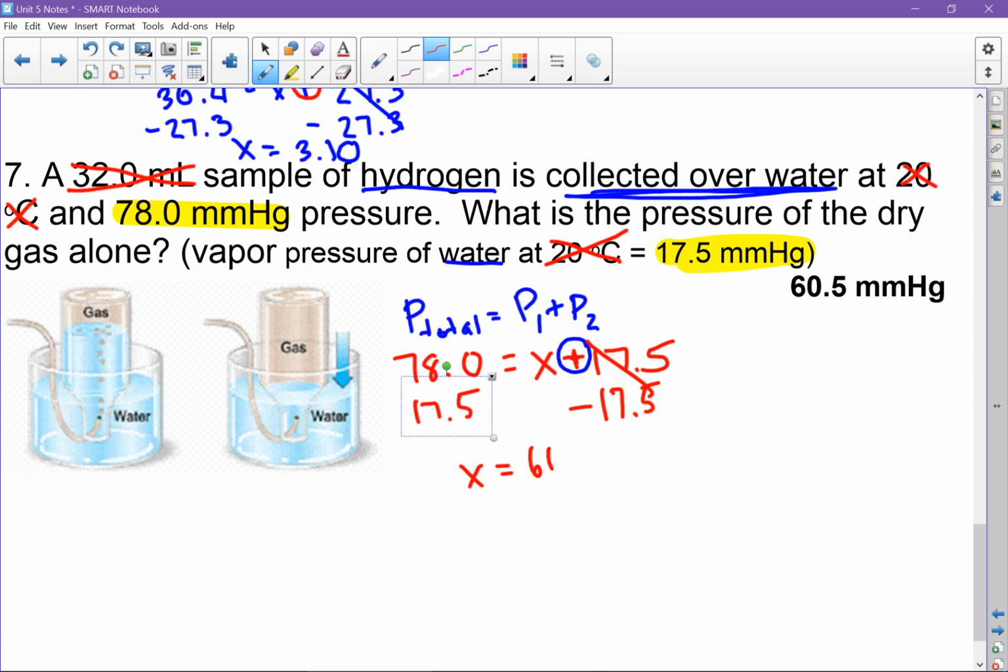So your calculator should say 60.5. I only care about the sig figs for the numbers that we highlighted. All the other ones we crossed off don't matter. Both of our original numbers had 3 sig figs. Our answer has 3 sig figs. And since we had millimeters of mercury as a unit in the question, that's what we put in the answer.